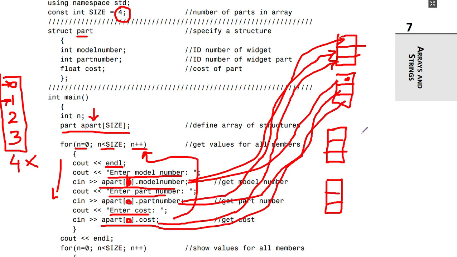And similarly for the remaining 2 structures, it would ask the user to enter numbers, and they would be saved in these locations.